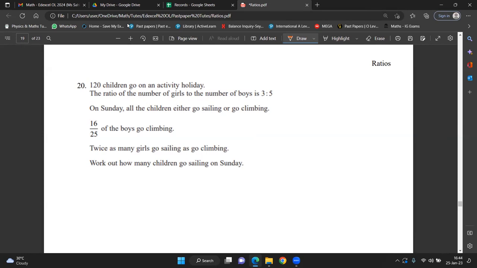Edexcel has three types of papers. Spec B and Spec K, and there's something called a foundation paper. So that's a very easy paper, actually. No. Spec B is the hardest. A is also hard to an extent, but B is extremely hard.